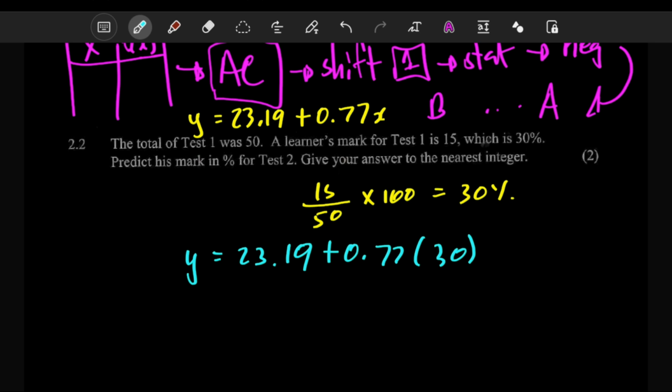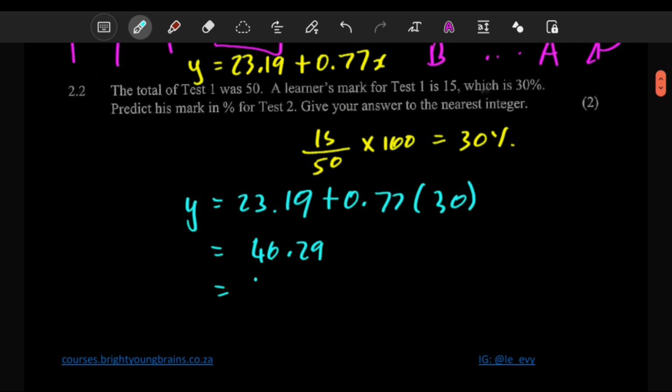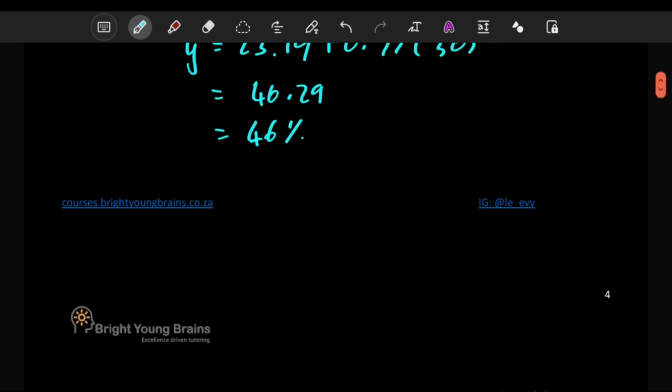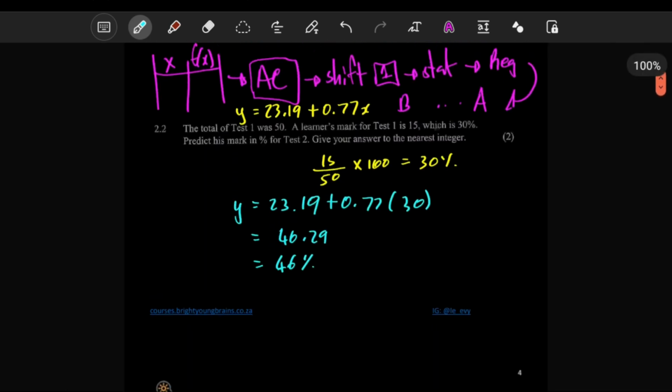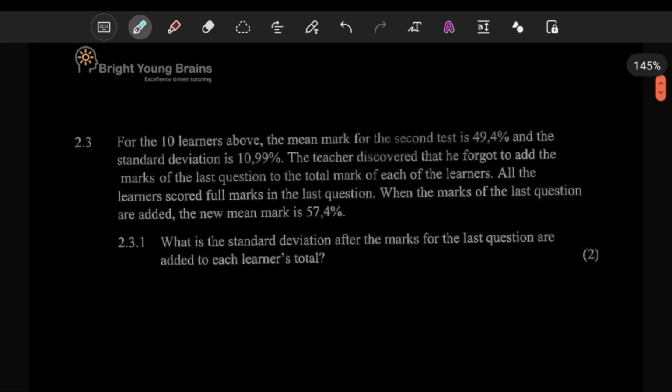In the calculator, this is giving us a whopping 46.29%. And then obviously if you're going to round this off, based on these figures, all these figures are rounded off, so this is going to be 46%. Nice. Nothing major, nothing crazy. Let's just keep moving along because we've got other questions to do.